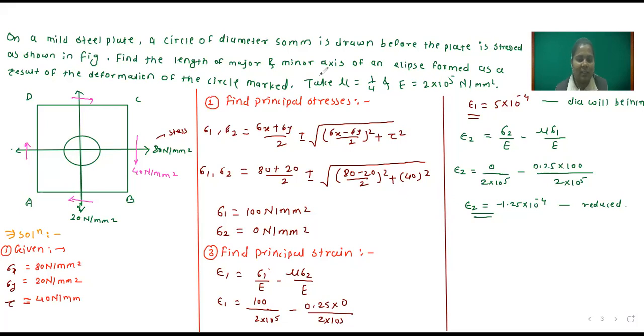and the length of the minor axis is 49.99 mm. Okay, so please write down fast. This problem is not very important, but I have taken it for your understanding. So please write down fast.